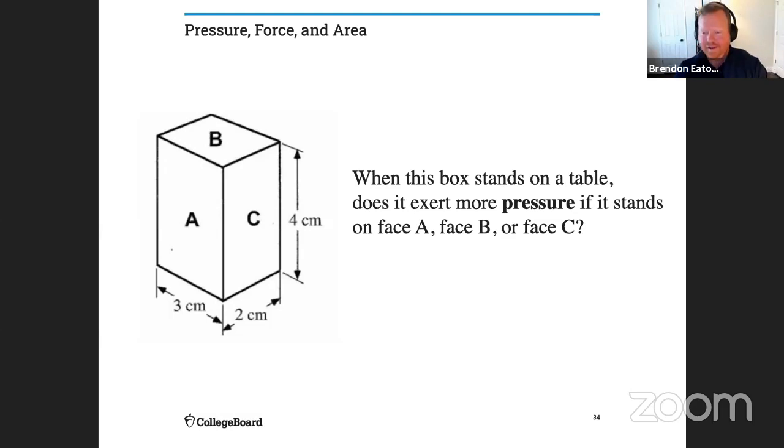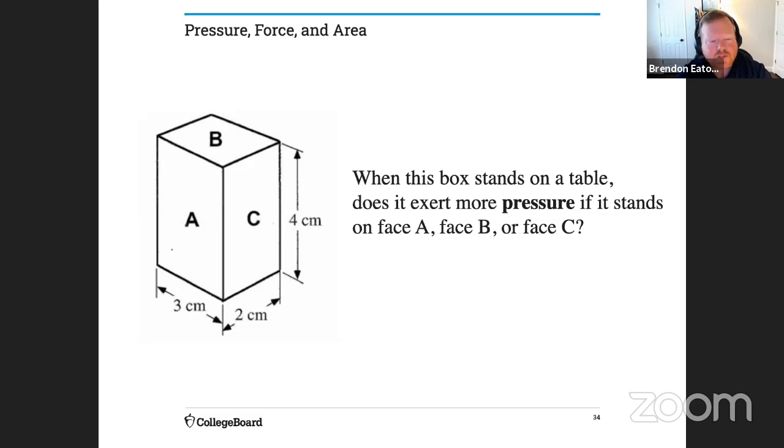So yeah, okay. Anyway, so pressure, we know that pressure is force divided by area. Now from the previous slide, we said that the force was the same from all of those faces. So if pressure is force divided by area, when am I going to get the most amount of pressure? Is it when the area is large or when the area is small? I think it's when the area is small.